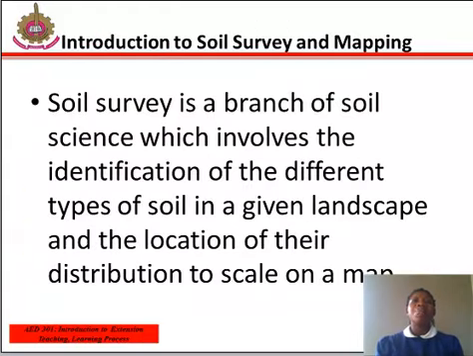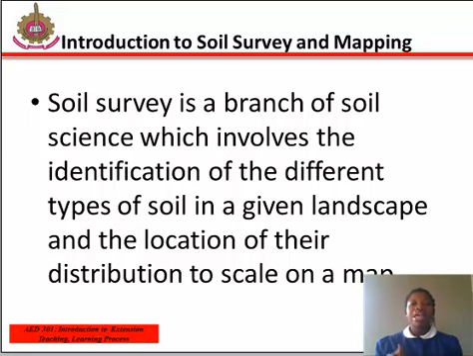Soil survey is a branch of soil science which involves the identification of different types of soil in a given land and the location of their distribution to scale on a map. In addition, soil survey provides information on the quality of the land in terms of its response to management and manipulation. From this definition, it is clear that soil classification is a branch of soil survey, and the unit of classification is the taxonomic unit or mapping unit or pedon.